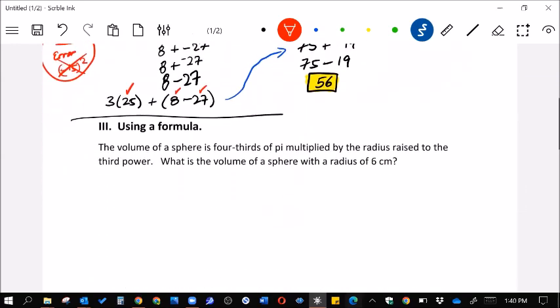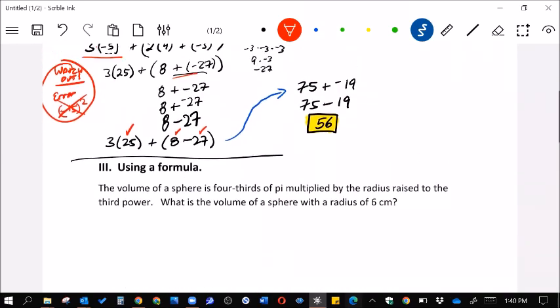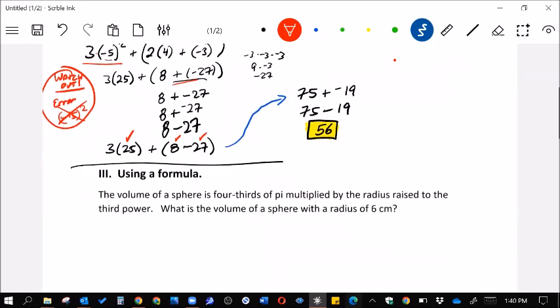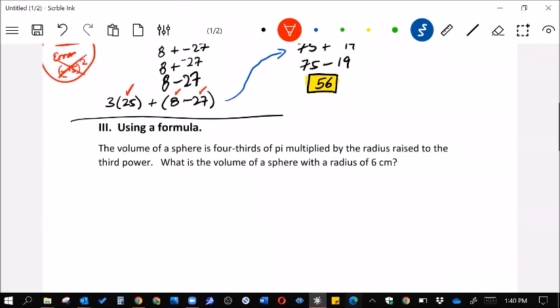Now let's look at using a formula where really it's the same type of thing as this, except that you have to use the formula. So the volume of a sphere, remember a sphere is like a circle, it's three-dimensional though, so what we've got is like a ball kind of thing. The volume of a sphere is, and "is" means equals in math, 4/3 of pi multiplied by the radius raised to the third power.